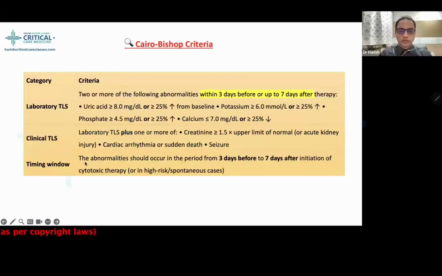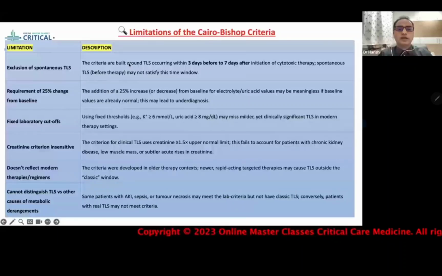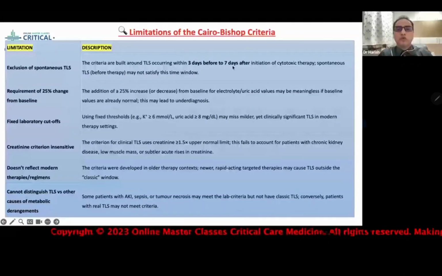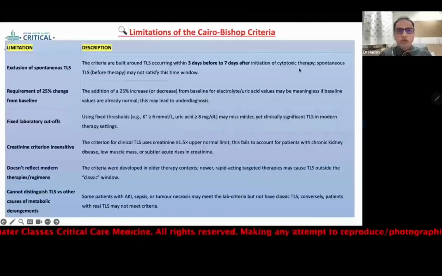In high risk patients, they might go for a spontaneous tumor lysis syndrome. So this criteria, the Cairo-Bishop TLS diagnostic criteria, has lots of limitations. Exclusion of spontaneous tumor lysis syndrome is the first limitation. The criteria are built around TLS occurring within 3 days before to 7 days after the initiation of cytotoxic therapy. So spontaneous TLS may not satisfy the time window. That is one limitation.